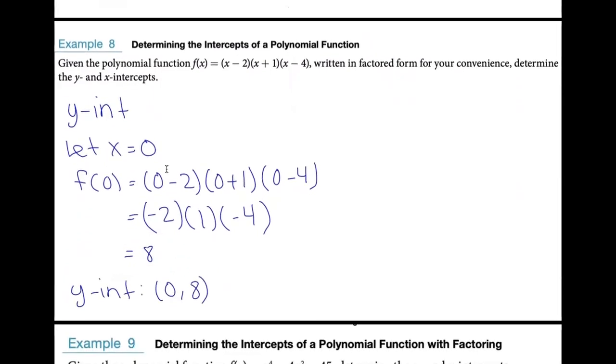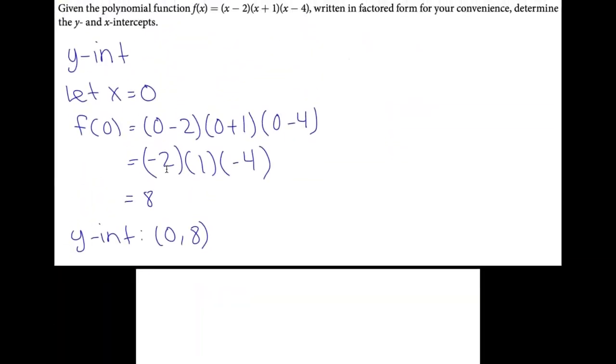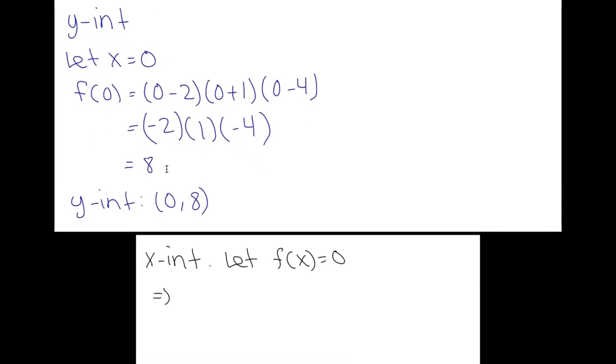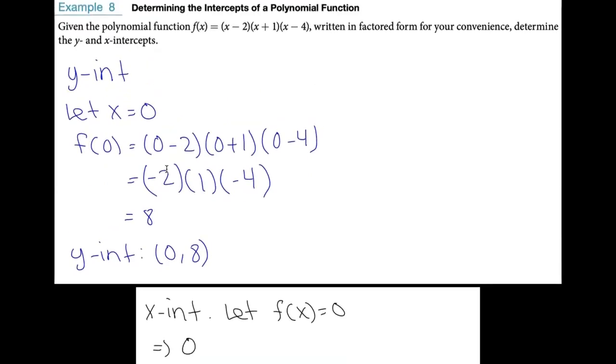Now for the x-intercept, this happens when f of x is equal to 0. So x-intercepts happen when your y is 0. So let f of x equal 0. Then we rewrite our function. So this is 0 is x minus 2, x plus 1, x minus 4.